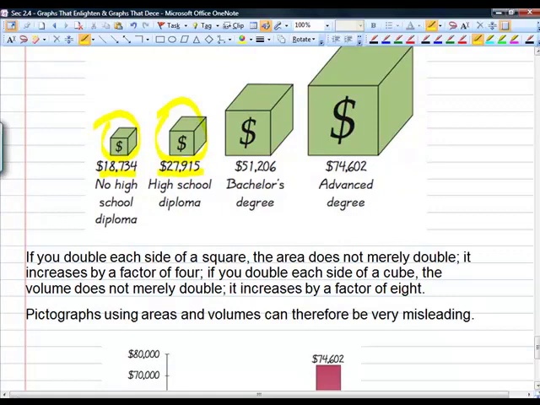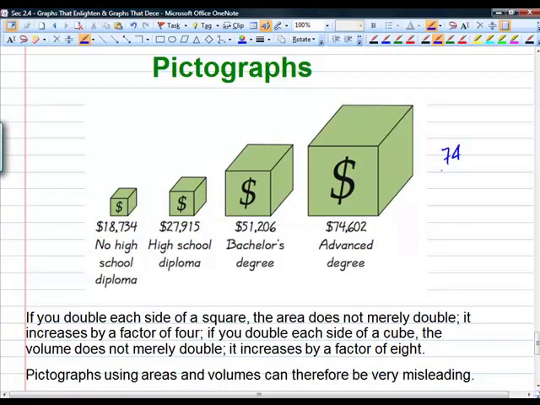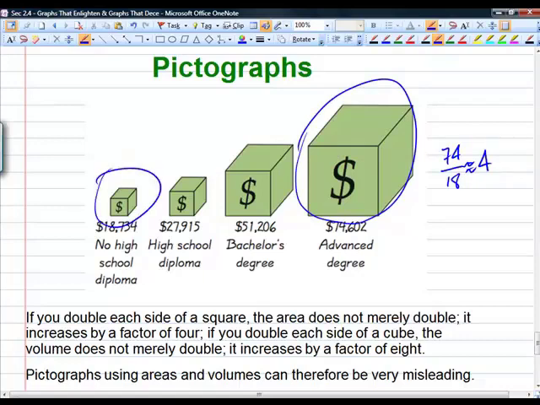If you double each side of a square, the area doesn't merely double, it increases by a factor of 4. If you double each side of a cube, the volume does not merely double, it increases by a factor of 8. So what you're doing whenever you use a 3-dimensional picture is you're exaggerating the difference once again. 74 divided by 18 is 4, roughly. I'm going to put approximately 4. This should be 4 times this.